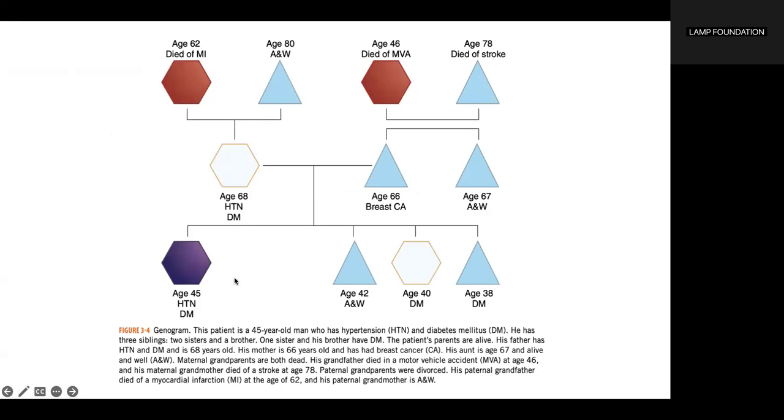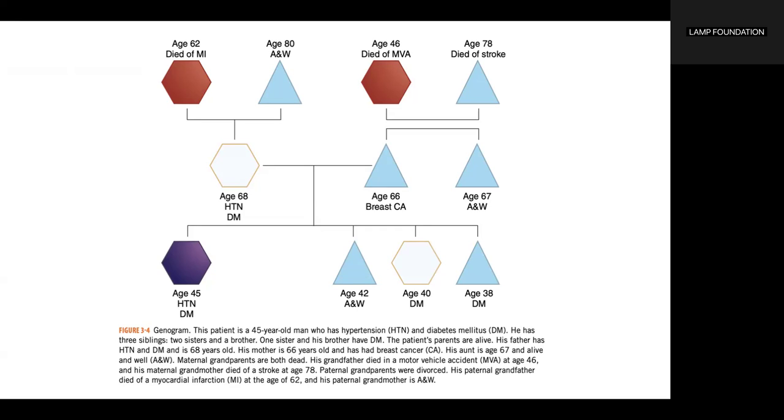So here we have a patient who is a 45-year-old man who has hypertension and diabetes mellitus. He has 3 siblings, 2 sisters and a brother. One sister and his brother have DM. The patient's parents are alive. His father has hypertension and DM and is 68 years old. His mother is 66 years old and has had breast cancer. His aunt is age 67 and alive and well.